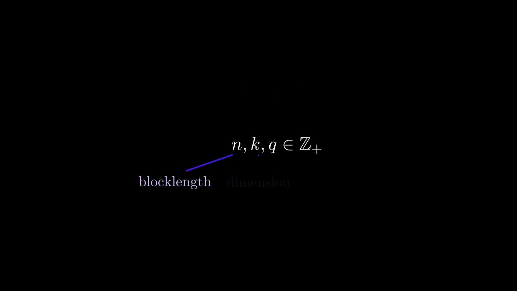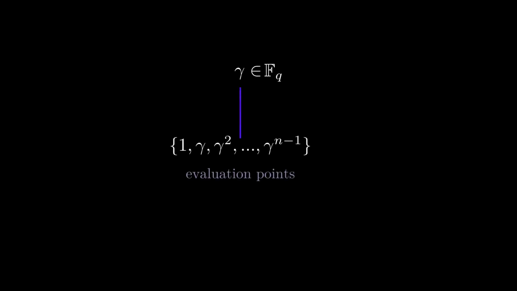To illustrate this technique, we will consider the Reed-Solomon code. This code is given by the parameters n, k, and q, such that n is between k and q. N is the block length, k is the dimension, and q specifies a finite field. A field element gamma of order n gives a set of distinct evaluation points.